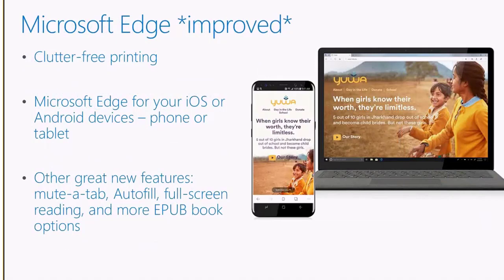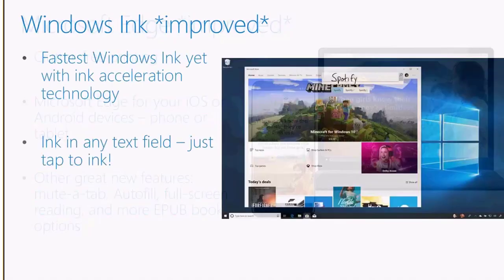Microsoft Edge. I know we're all using Edge, right? Well, I can honestly say I use Edge for probably 99% of what I do. And it's really come a long way. It also has clutter-free printing now. It has Edge for mobile. And we have new features like mute tab, autofill, full screen reading, and more EPUB book options.